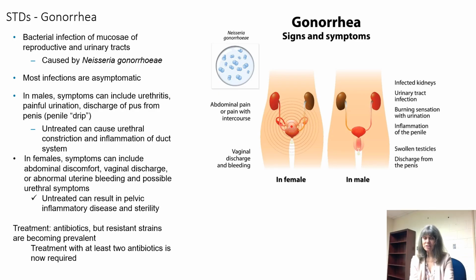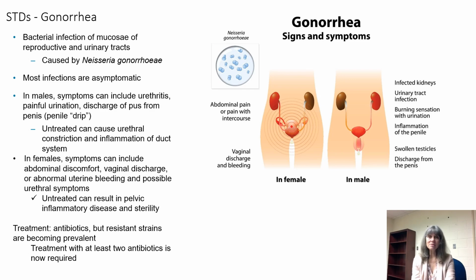Next, in terms of sexually transmitted diseases, we're going to discuss gonorrhea, which is a bacterial infection of the mucosae of the reproductive and urinary tracts, caused by the bacteria Neisseria gonorrhoeae. Most infections are asymptomatic, which means people can be infected and spread them without realizing that they're spreading it.